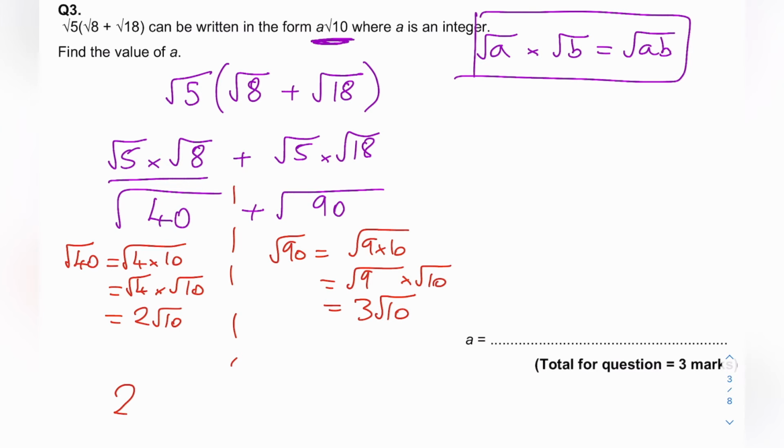So now my question becomes 2 root 10 add 3 root 10, which is equal to 5 root 10. It's asked for the answer for a, which is the number in front of that root 10. So a must equal 5.